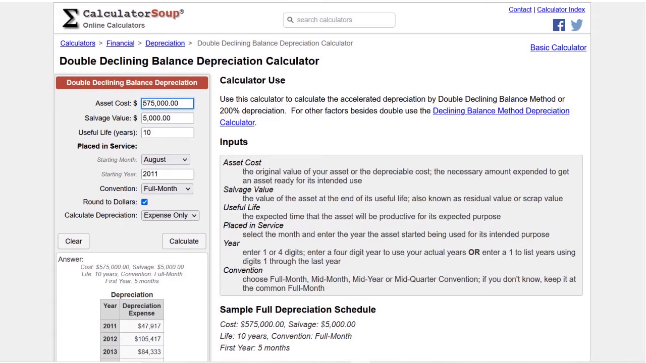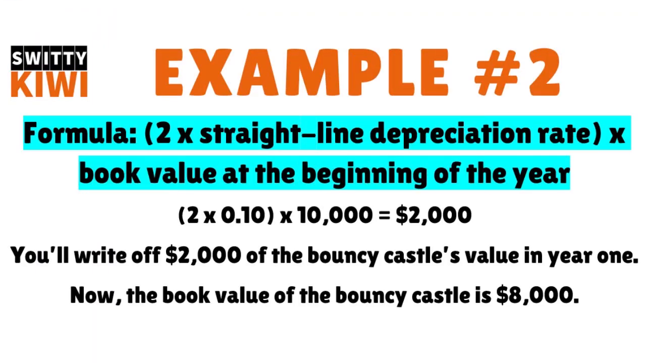Okay, so the formula is 2 times the straight line depreciation rate times the book value at the beginning of the year. So for this approach, in the first year, you take double the amount you would take under the straight line method. In subsequent years, you apply that rate of depreciation to the asset's remaining book value rather than its original cost. Book value here is the asset's cost minus the amount you have already written off. The double declining balance method does not take salvage value into account.